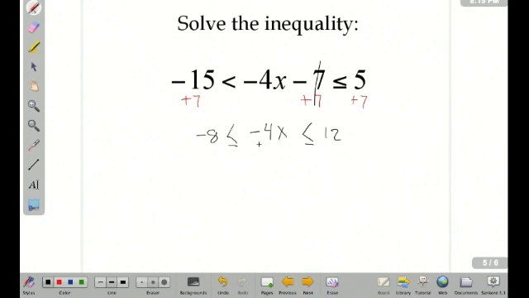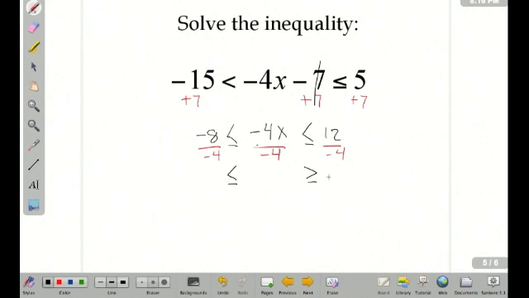Now I'm dividing by negative 4. Now the same rules apply, that whenever I'm doing the reciprocal of a negative number, remember this is negative 4 over 1, so it's 1 over 4, which is essentially dividing by negative 4. Whenever I divide by a negative 4 or multiply by a negative number and I'm dealing with inequalities, my inequality signs have to switch directions. So this one is going to change, and this one is going to change as well.